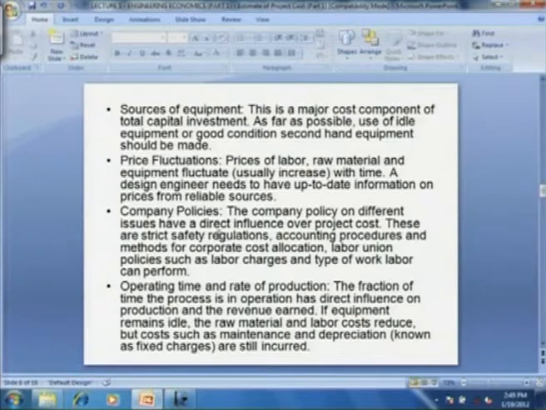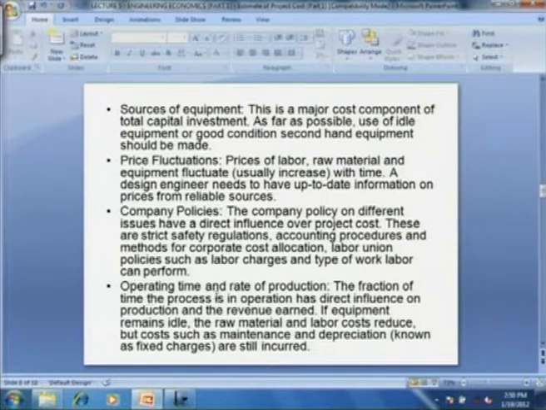The next is the policies of the company. A company may have different policies, like I just said, that a company may have an agreement with some other company to get equipment or raw material at reduced price. Other policies are strict safety regulation, accounting procedure and methods for corporate cost allocation, and labor union policies such as labor charges and the type of work labor can perform. So these policies have a direct influence over the project cost.